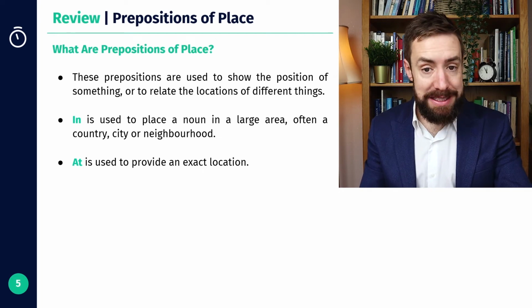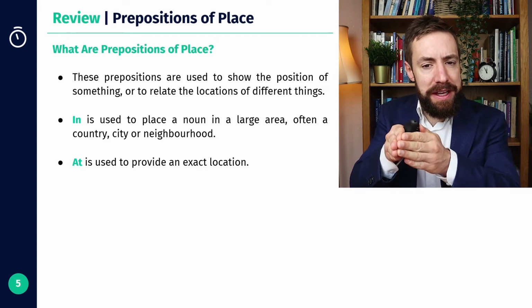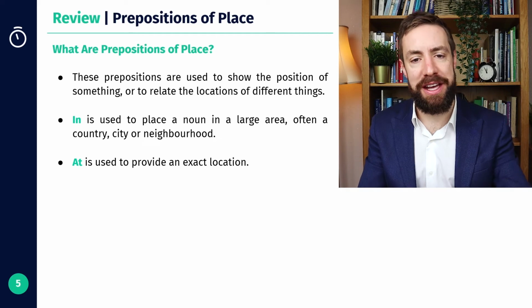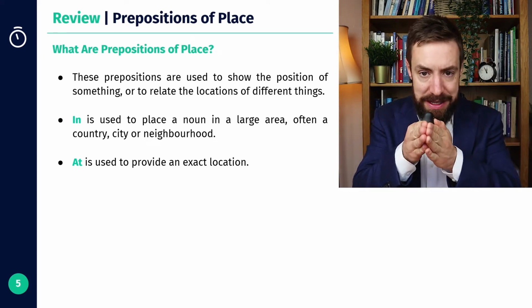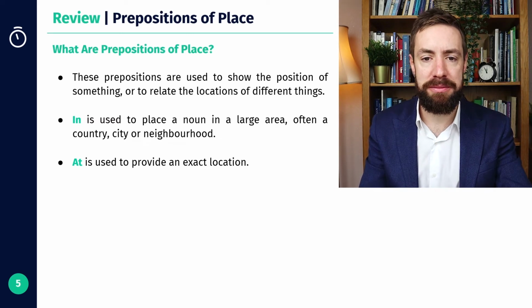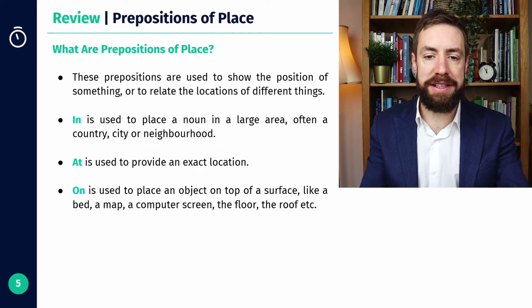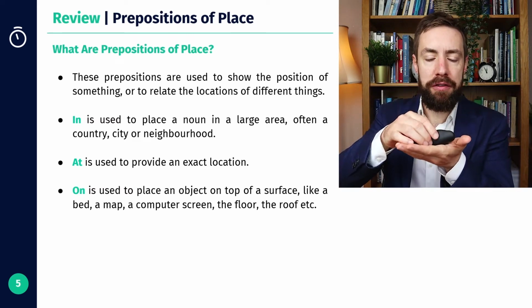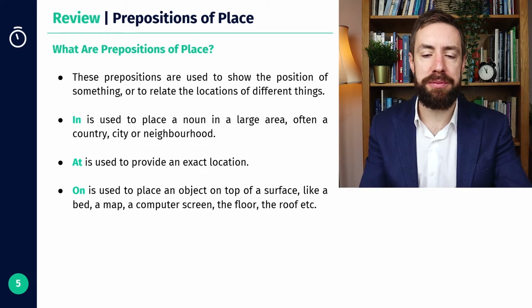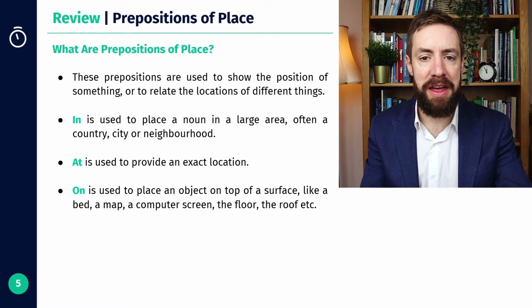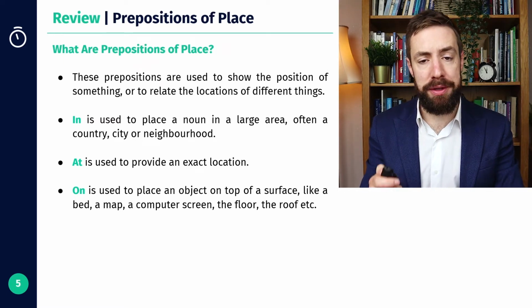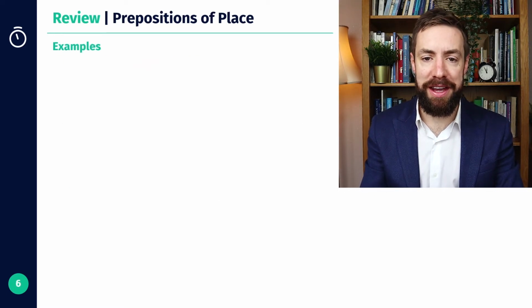If we use at, it's a very specific, exact location. So in is something very big, at is a very specific location, and on is usually on top of something else. So it could be on a bed, on a computer screen, and things like that. And we've got a lot of examples that you can look at here as well.